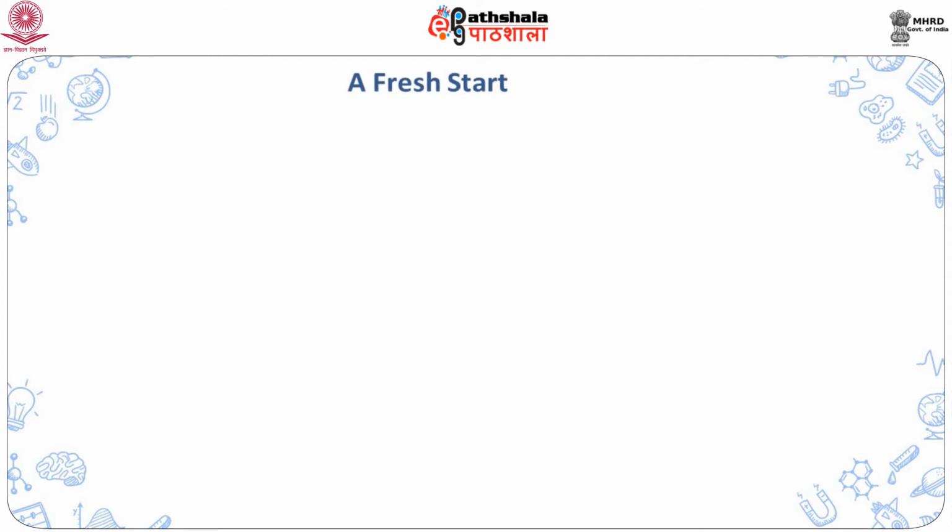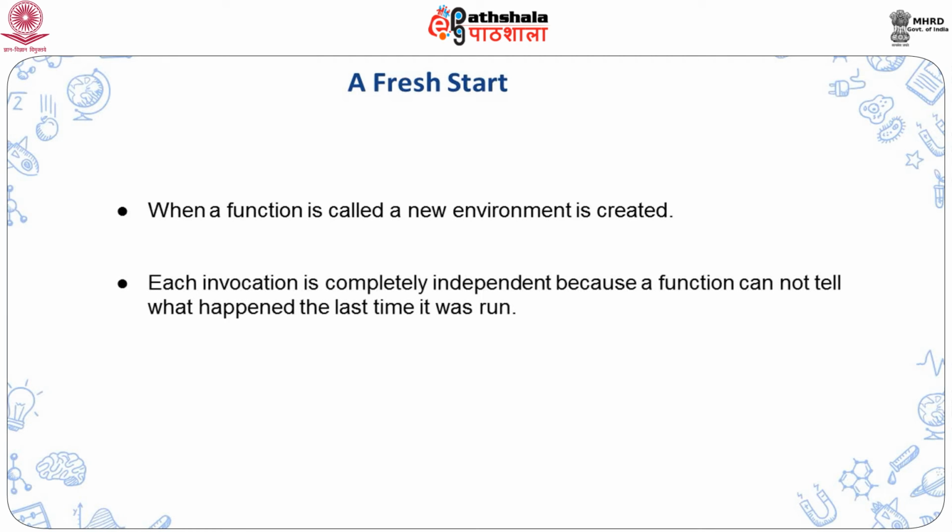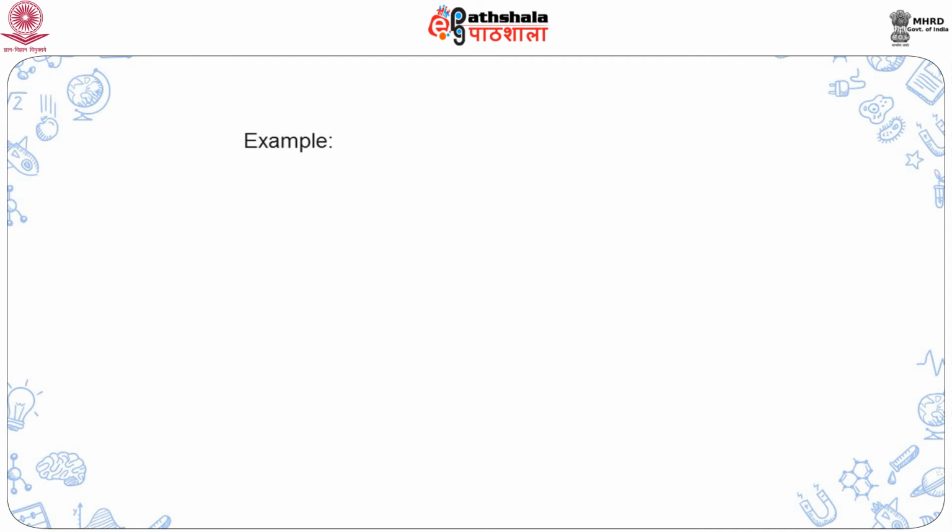Now let's move on to the third part, which is a fresh start. When a function is called, a new environment is created every time. This is a thing which we had learned previously as well. A function cannot tell what happened the last time it was run. Each invocation is completely independent. What will happen for the first time you run the function, and what will happen during the second time? Consider the following example, then you can have some ideas regarding what exactly is happening here.